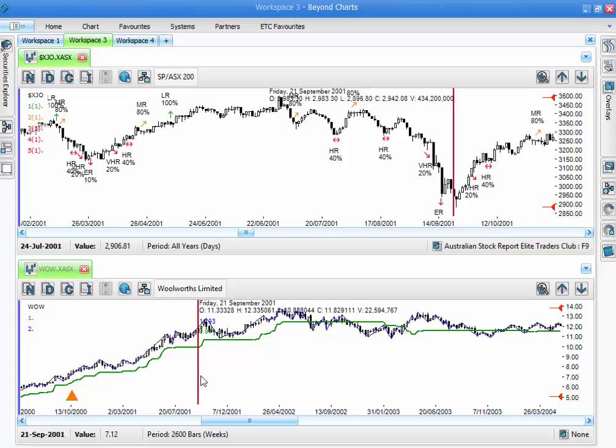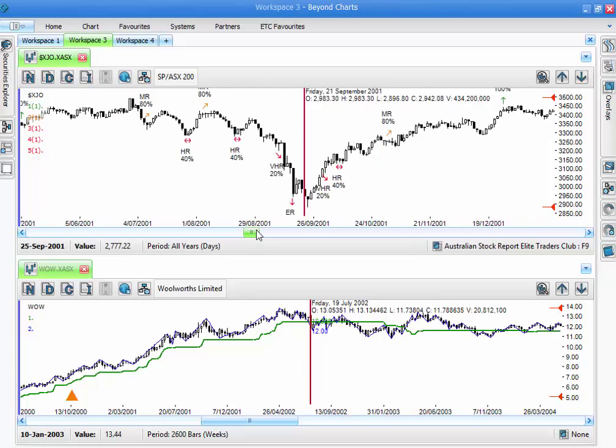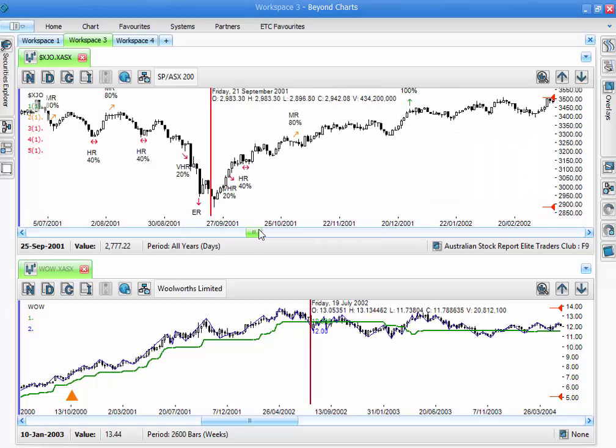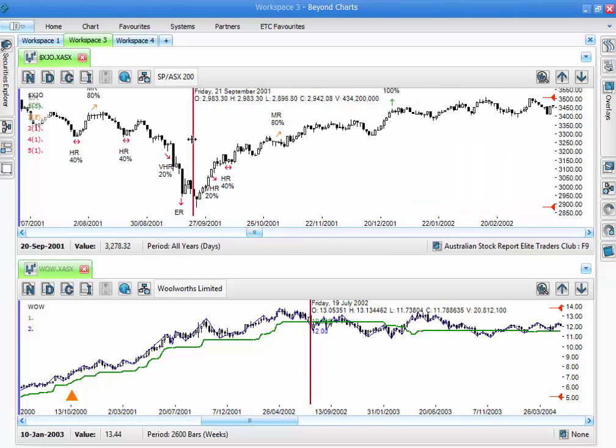Well, we went from 2001 all the way through to when price finally closed below the trailing 3 ATR in July of 2002. Well, I wonder what happened with market risk then. July of 2002. Let's go forward.